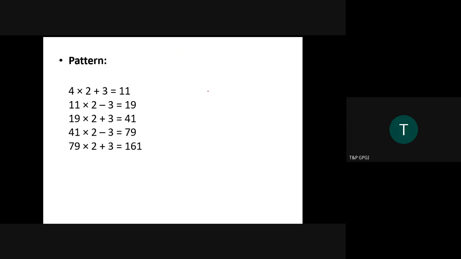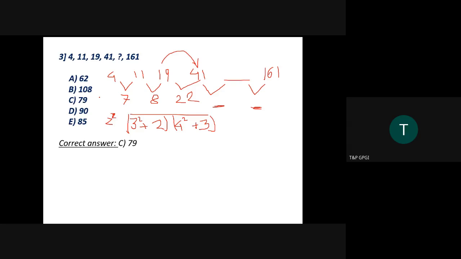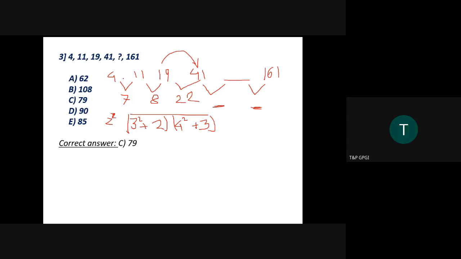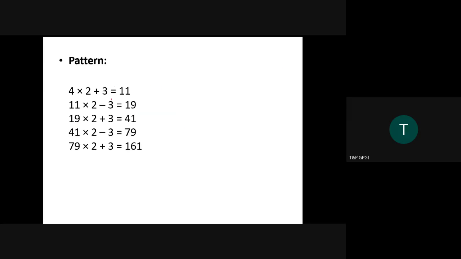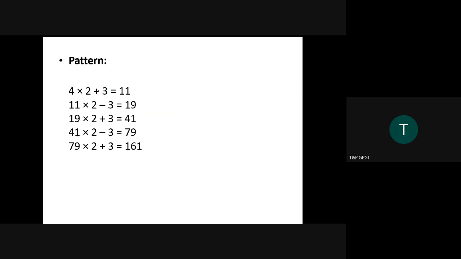So let's see what should come here. See, 4 into 2 plus 3. Now what we were expecting and what is in the answer, the pattern is totally different. You can see 4 is multiplied with 2, first 4 is made 8, and then you add 3 to that, it becomes 11. Okay, 4 into 2 plus 3, 11.